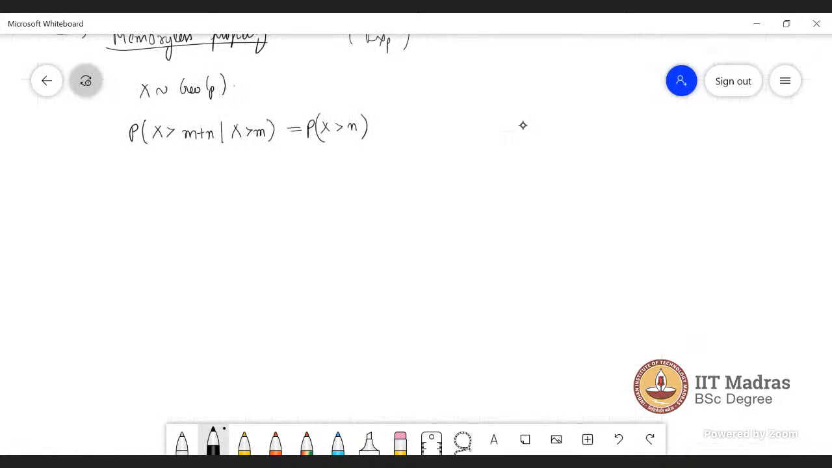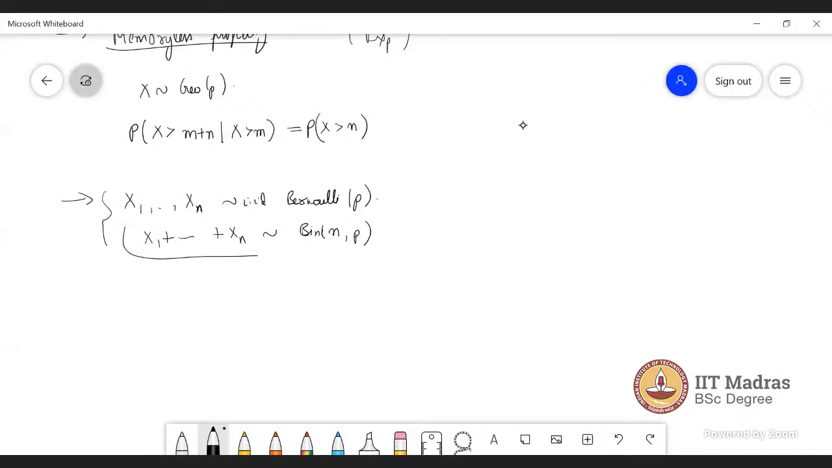Okay, so one more thing: if you have n Bernoulli trials, then the sum of x1 to xn models the binomial distribution with parameters n comma p. So I hope it is clear why x1 plus through xn is binomial n, p.